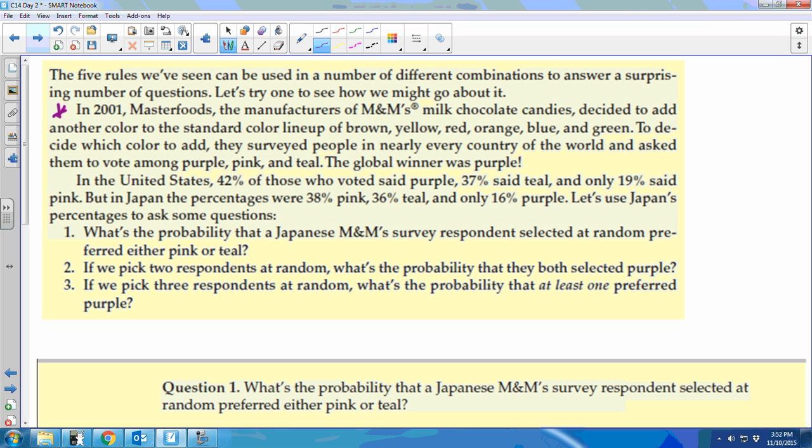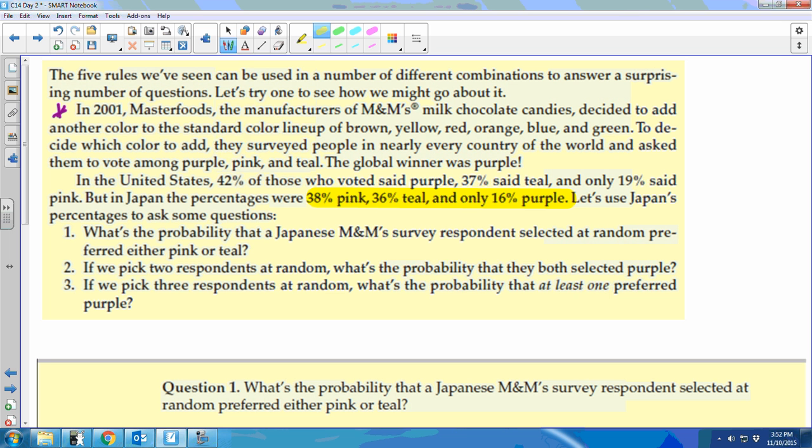In the United States, 42% of those who voted said purple, 37% said teal, and only 19% said pink. But in Japan, the percentages were 38% pink, 36% teal, and only 16% purple. So let's use Japan's percentages to ask some questions. What's the probability that a Japanese M&M survey respondent selected at random preferred either pink or teal? Just using the Japanese percentages.